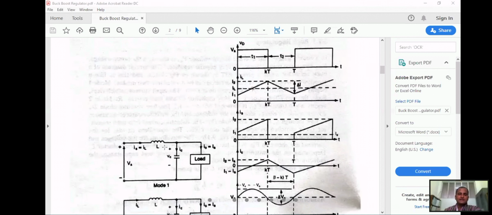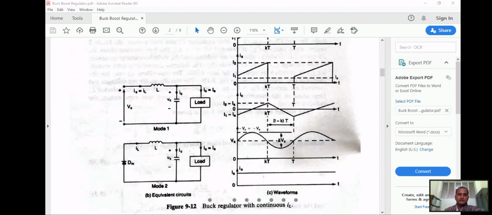These are the equivalent circuits: this one is mode 1 operation, and this is the equivalent circuit of mode 2 operation, where current is flowing through this path. The source current will be equal to the load current. In this case you do not have a source, so the freewheeling diode will start conducting. Whatever energy is stored, it will try to flow, and the diode will start conducting.